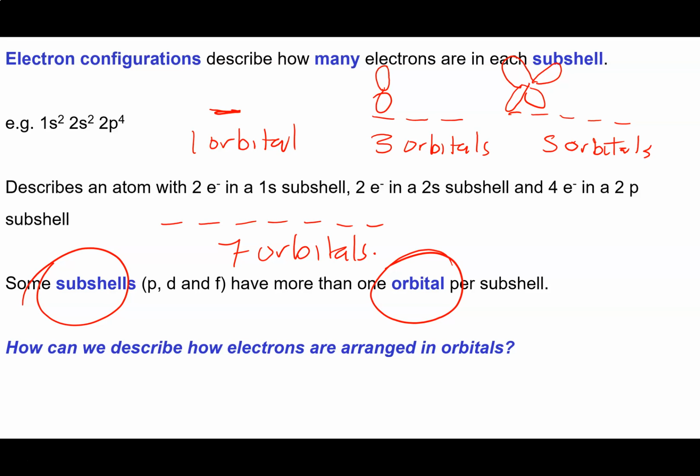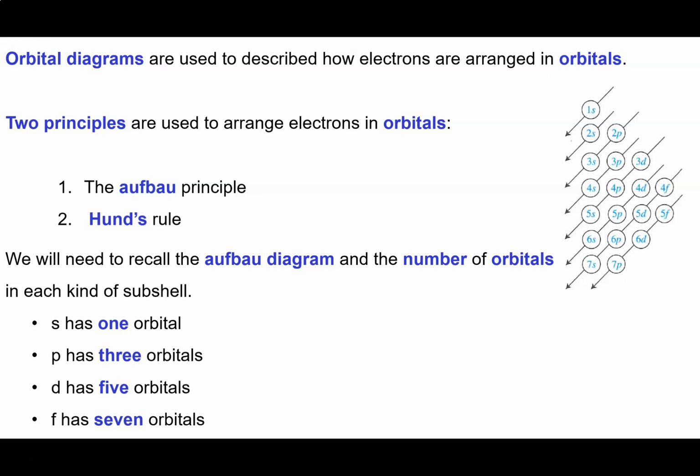The question becomes, though, how do we describe how electrons are arranged in orbitals? What are we going to do? We don't get that from an electron configuration. An electron configuration just tells you the shell and the subshell. So we use this thing called an orbital diagram to describe how electrons are arranged in orbitals.